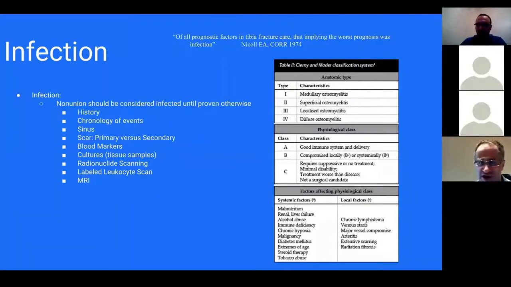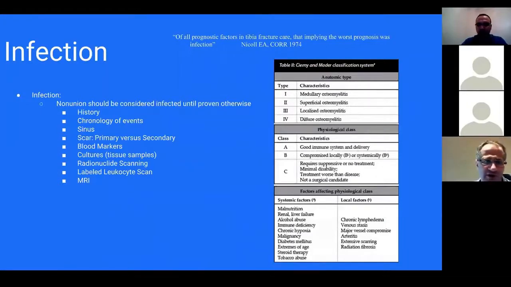However, I would like to rule out infection. Blood markers, cultures. When you do mention cultures, do talk about tissue samples, because that has been shown to be the most accurate, as opposed to simply aspirating the sinus or anything like that. Take bone or soft tissue samples next to the bone.